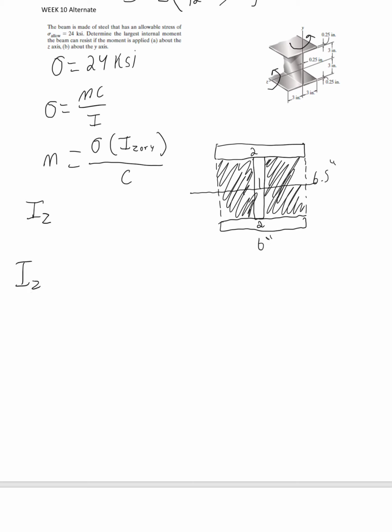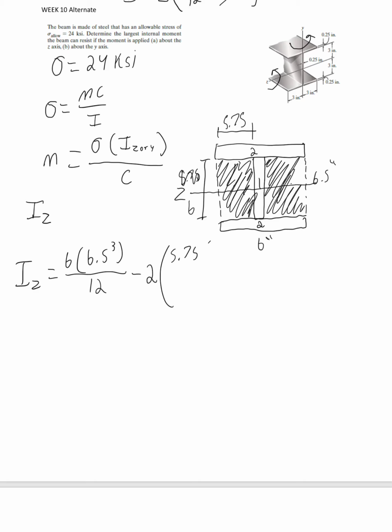So for the moment of inertia about the z-axis, which is this axis here, we'll get our first, which is our outer, where the base is 6 and the height is 6.5, cubed over 12. And we're going to do minus, we have 2 of these, one on either side, so 2 times this. The width here is 5.75. The height is 6 inches. So we get base 5.75 times the height of 6 cubed over 12. And for that, we get 33.8125 inches to the fourth.